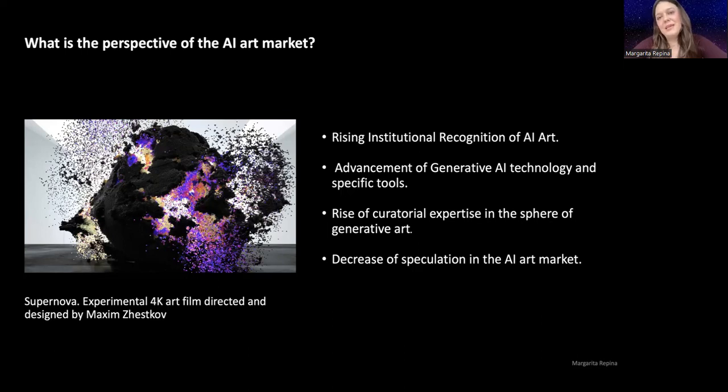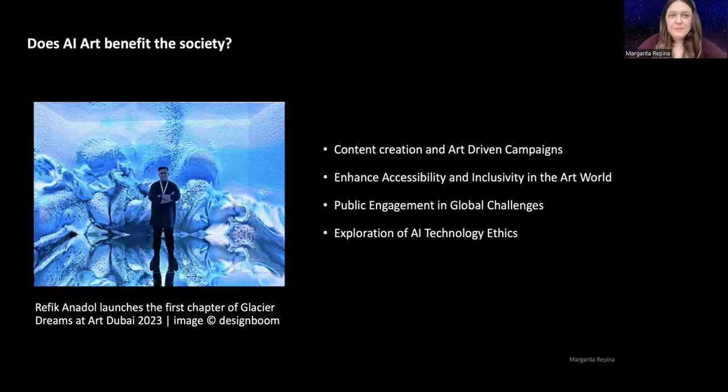So also we can see the rise of curatorial expertise in the sphere of generative art. We can see more articles appearing, more academic books appearing, and a transition in how major art fairs look at the digital art segment. Also, after the crypto crash, we can see a stabilization of prices in the market, which means a decrease of speculation.